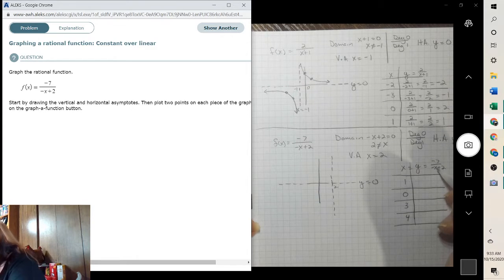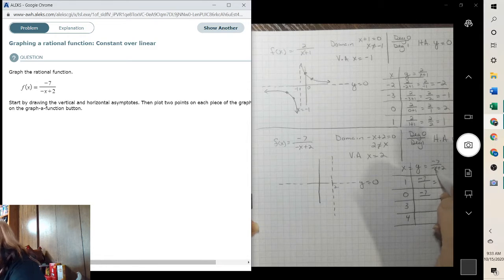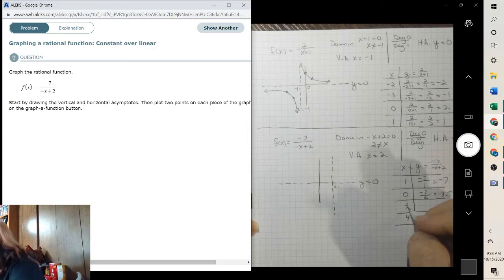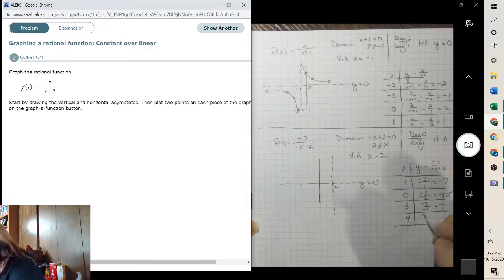So we plug them in. Plugging in 1, we have -7 over -1 plus 2, which is 1, which gives us -7. Plugging in 0, -7 over 0 plus 2 is 2, so it's -7/2, which is -3.5 for graphing purposes. Plugging in a 3, we have -7 over -1, which gives us 7. And plugging in 4, -7 over -2, which gives us 3.5. So those are our points.